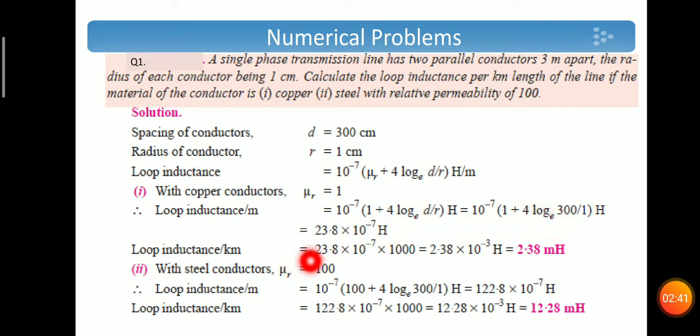Then with steel conductors, it is given that mu r equal to 100. So there is an additional term mu r here. So it is 10 raised to minus 7 into (100 plus 4 log 300 by 1). Here also we have to convert it into kilometer by multiplying with 1000. Then we will get the answer as 12.28 millihenry.